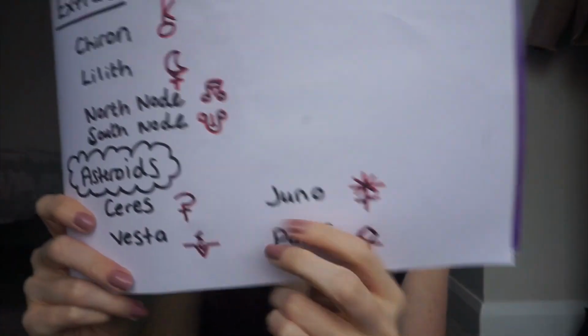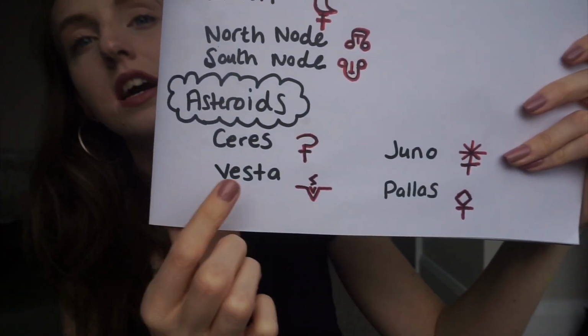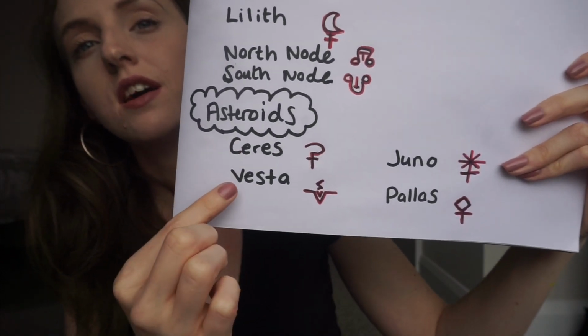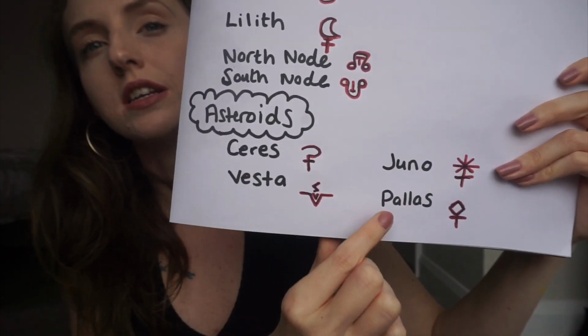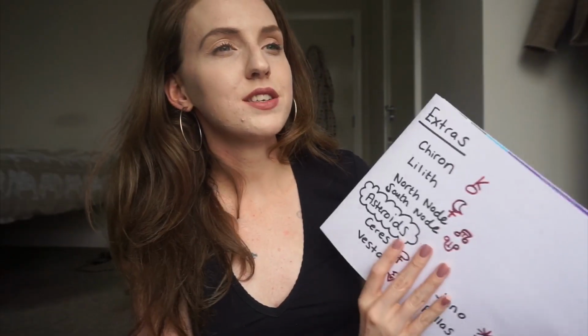But still, if you want to add in the asteroids, we have Ceres, Vesta, Juno, and Pallas. However, when it does come to their rulership and things like that, well, North Node, South Node, they don't rule anything. But when it comes to the others, that's up for debate. To be honest, I don't really associate any of them with having a rulership over any sign. Now that's just my own personal opinion at the moment. It could change, but there we go.